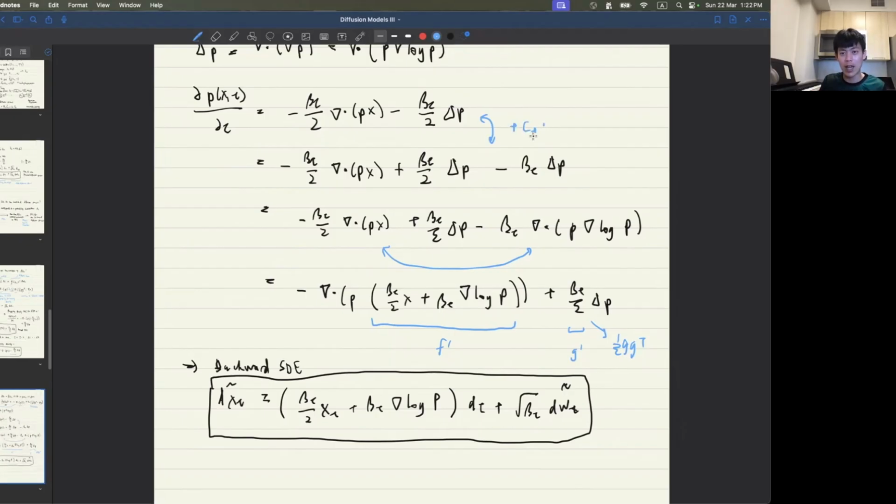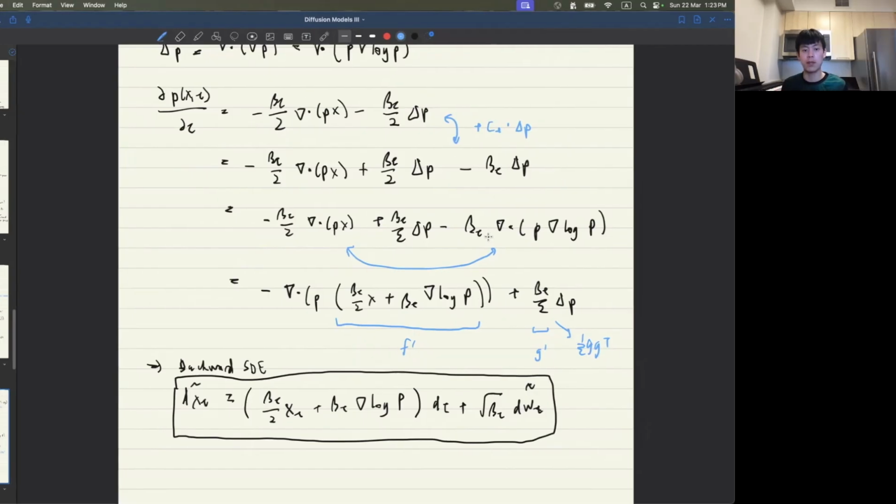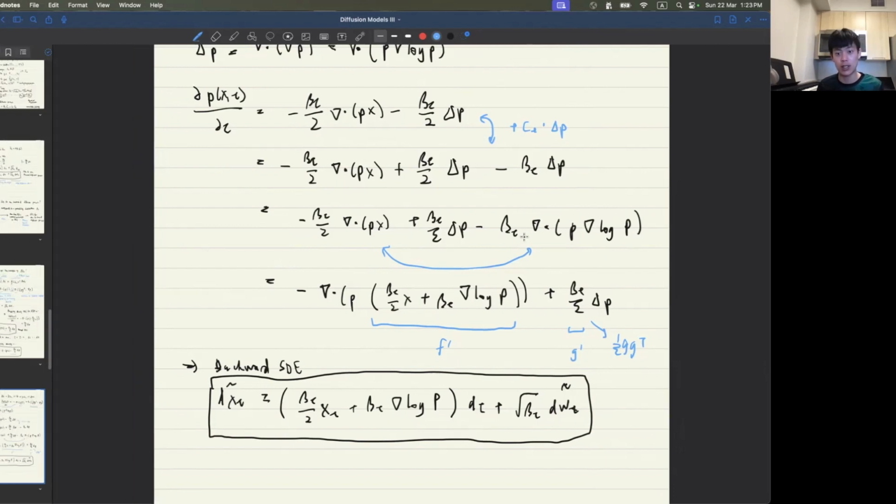Note that we could have added any constant times the Laplacian of p as long as it makes the coefficient positive definite. And we can just subtract that corresponding constant, and that will give us a whole family of backward stochastic differential equations that corresponds to our backward diffusion process. We made this design choice that gets us this unique backward stochastic differential equation.